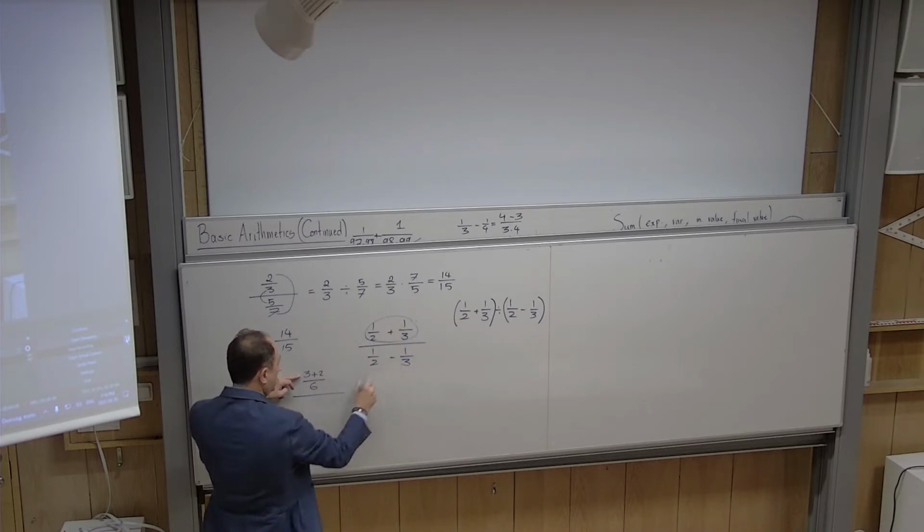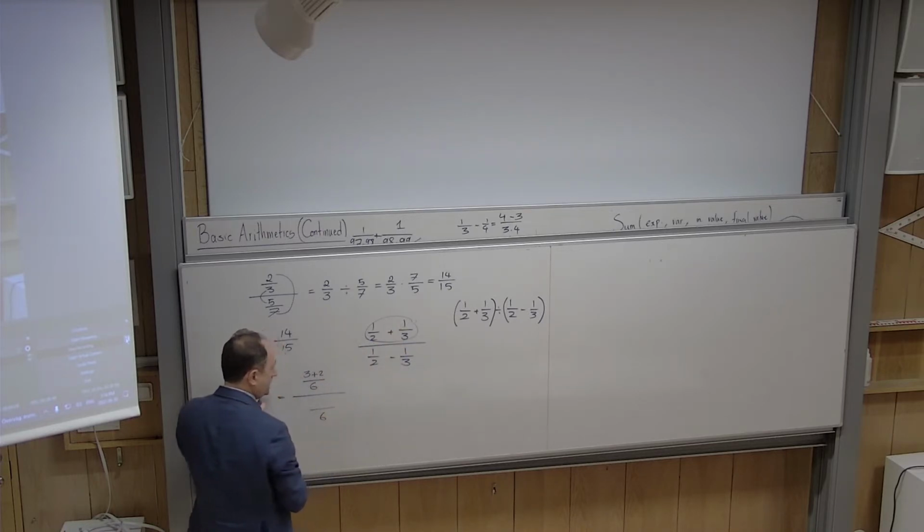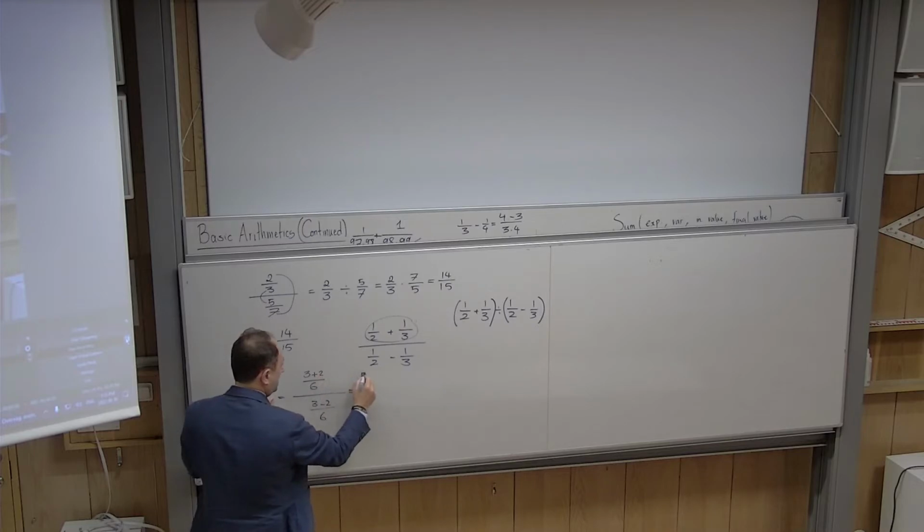And I will do the same trick here. So the common denominator is again 6. 3 times minus 2 times. And I continue. 3 plus 2 is 5 over 6. And then 1 over 6.